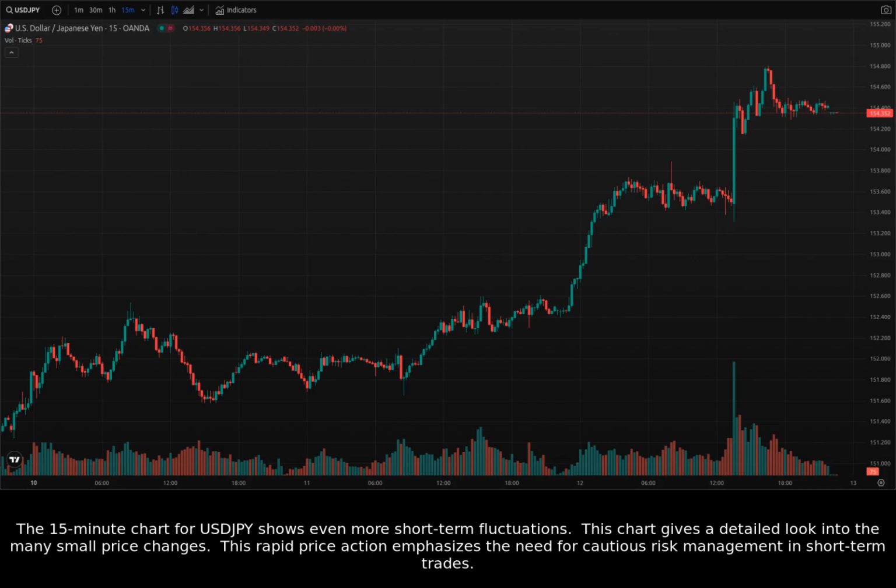The 15-minute chart for USDJPY shows even more short-term fluctuations. This chart gives a detailed look into the many small price changes. This rapid price action emphasizes the need for cautious risk management in short-term trades.